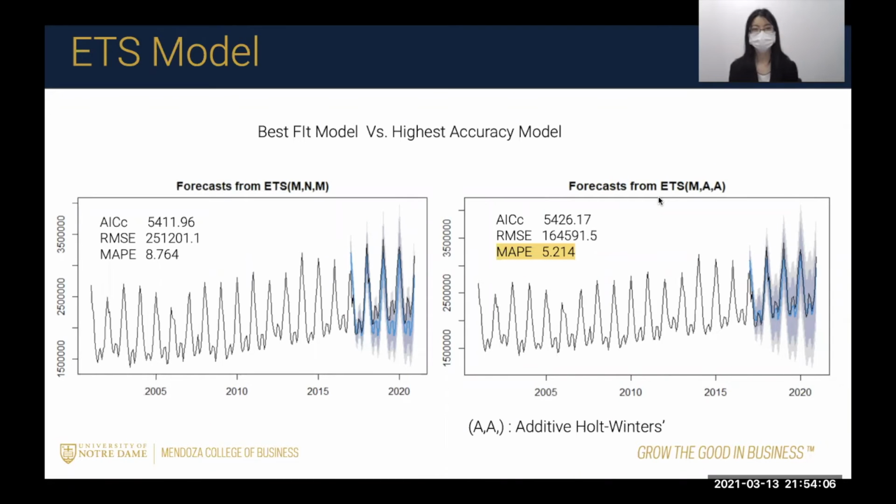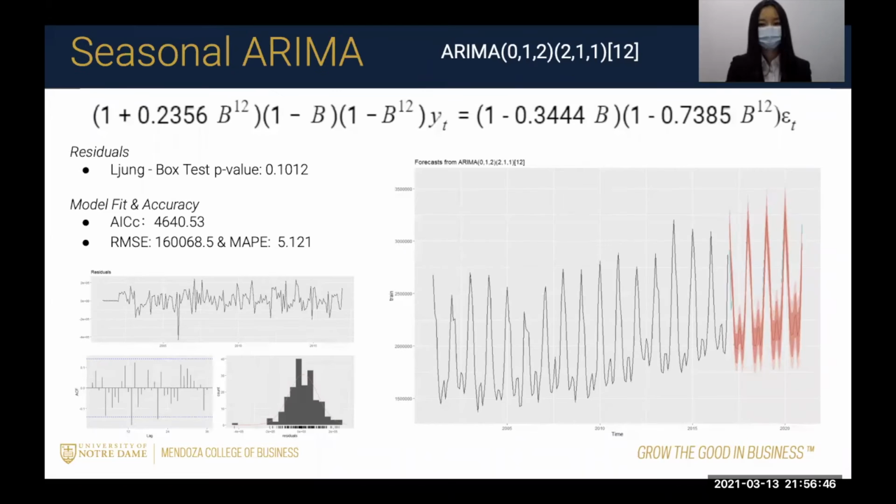Here shows a comparison between the best fitting model and the highest accuracy model. The latter one achieved 5.2% MAPE. We also see that the blue line is coming closer to the black line, the actual data, compared to the forecast from the MNM model with the lowest AICc.